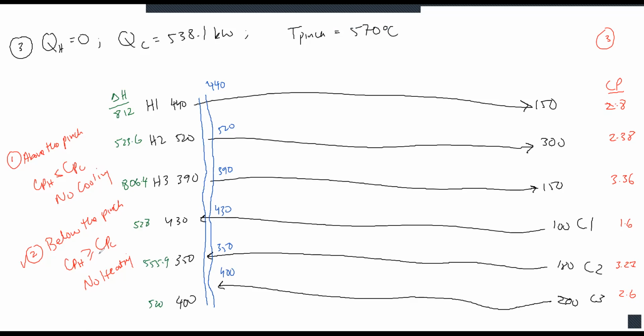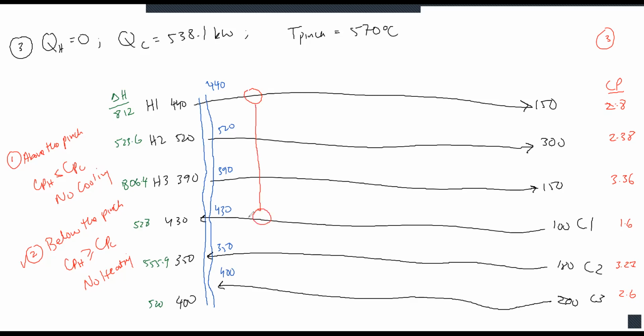So let's have a look at the first hot stream right here. So H1, CP is 2.8, first hot stream. Let's have a look at the first cold stream, 1.6. Can I connect it? CP hot is greater than CP cold. So I'm going to connect my first heat exchanger from H1 to C1 right here.